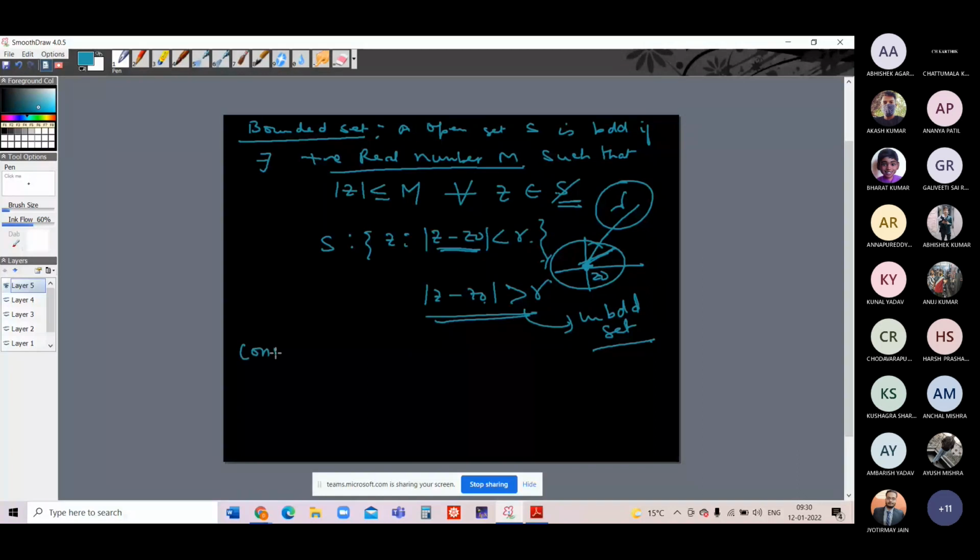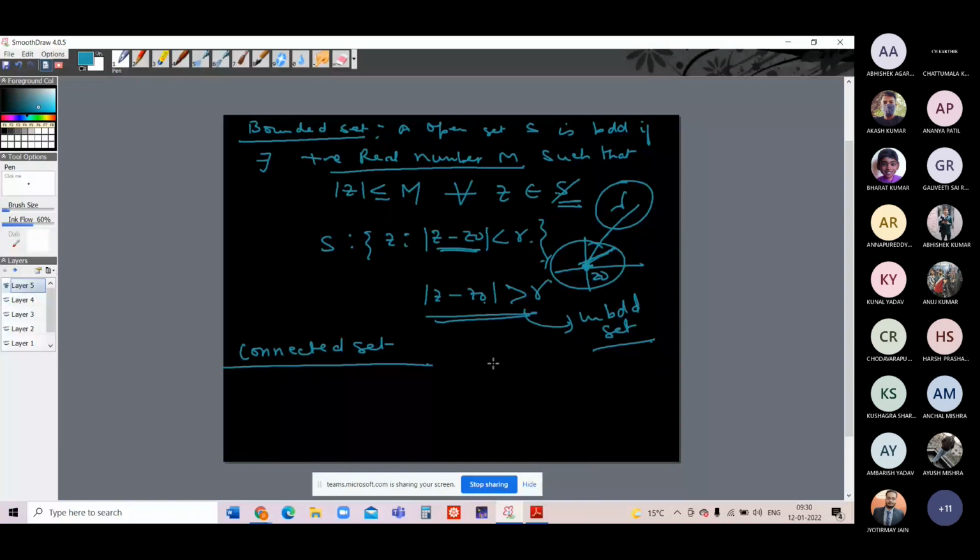Okay, next is connected set. Connected set क्या होता है? Suppose that S is an open set and it is called connected set if we take any 2 points belonging to this set S and we can join these points by a polygonal line and this line totally lies inside this S, then we say that set is connected.